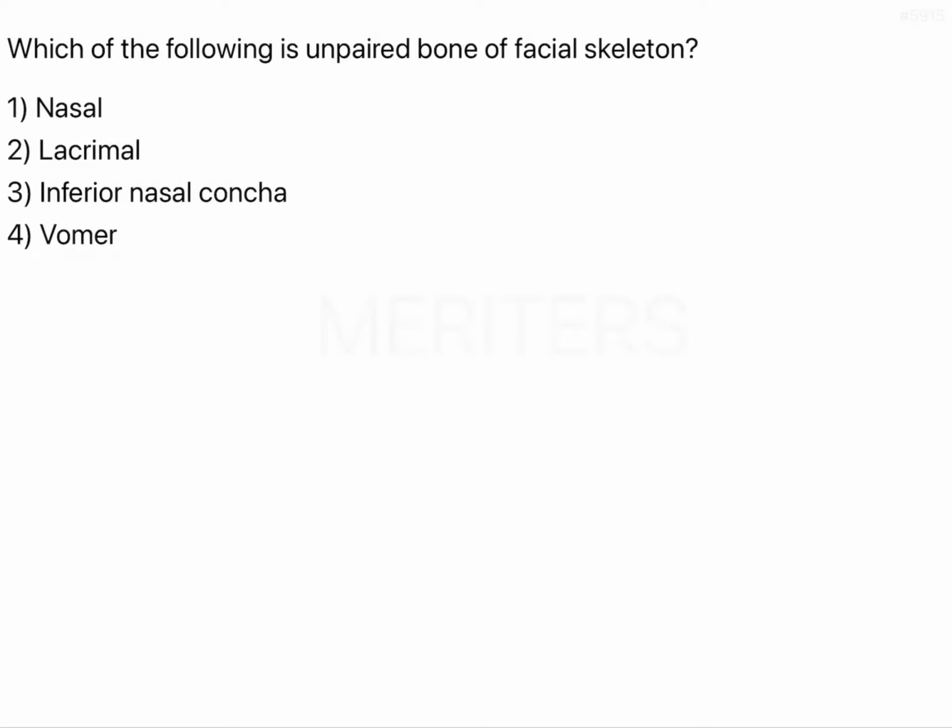Which of the following is an unpaired bone of the facial skeleton? The options are nasal, lacrimal, inferior nasal concha, and vomer. Now, if we try to identify the unpaired bone of the facial skeleton, the facial skeleton has only 2 bones out of 14 which are unpaired.